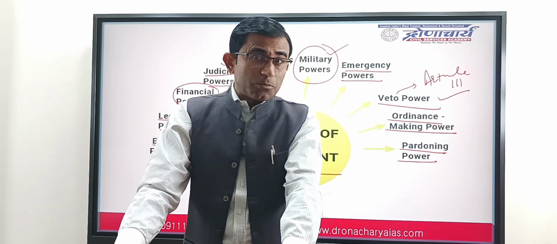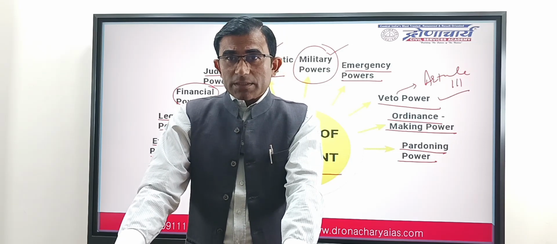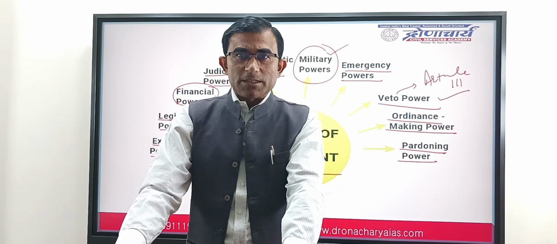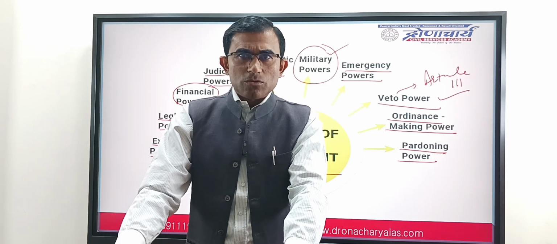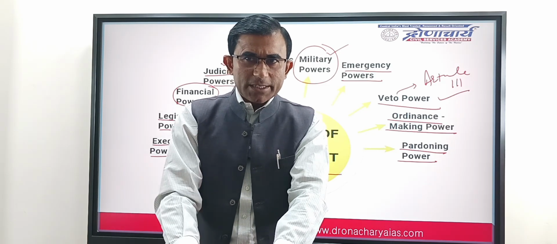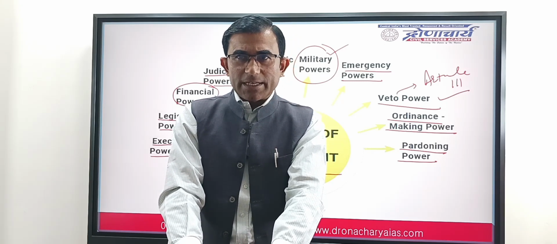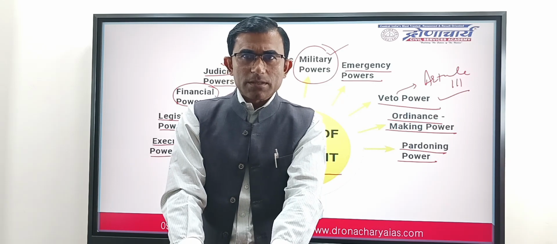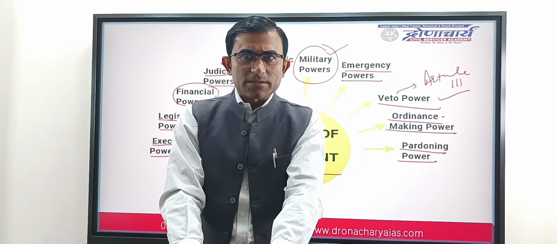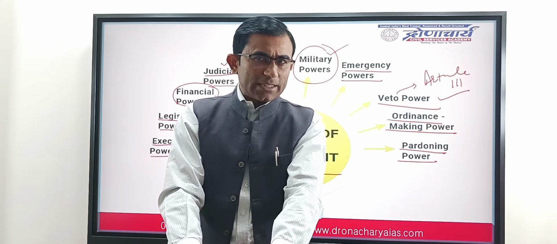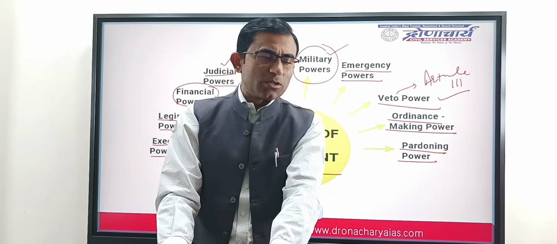Now, estimating the constitutional position of the President: Article 53 says that the executive power of the Union shall be vested in the President and shall be exercised by him either directly or through officers subordinate to him in accordance with the Constitution. Article 74 says that there shall be a Council of Ministers with the Prime Minister at the head to aid and advise the President, who shall in exercise of his functions act in accordance with such advice. Likewise, Article 75 says that the Council of Ministers shall be collectively responsible to the Lok Sabha.